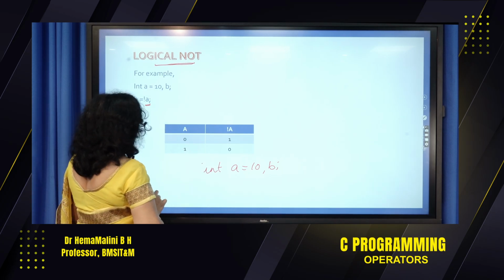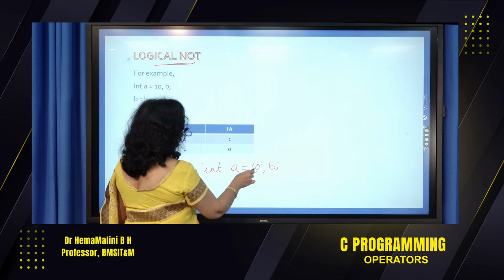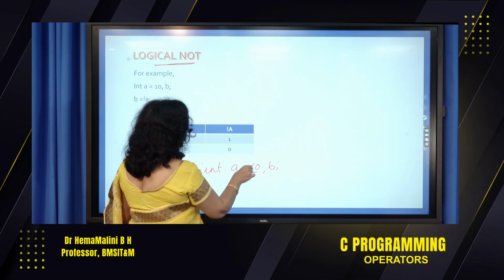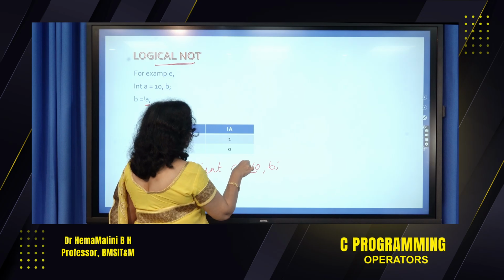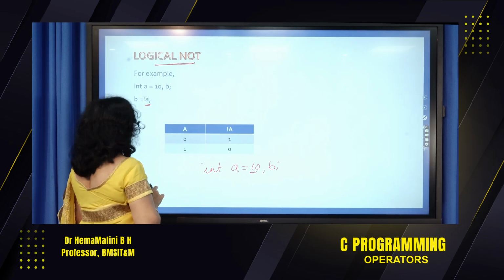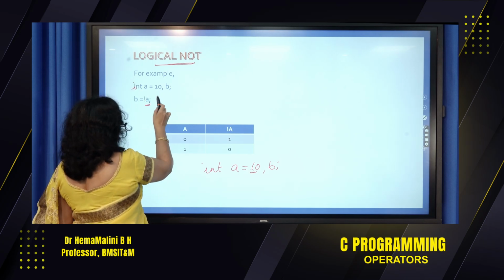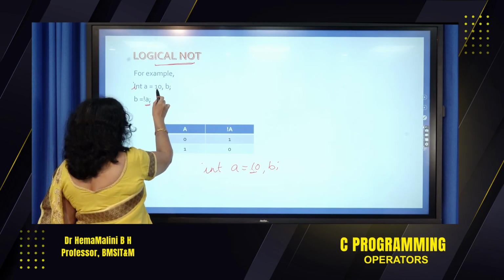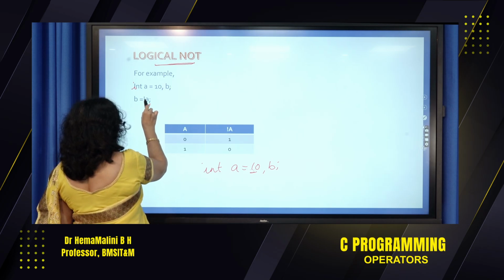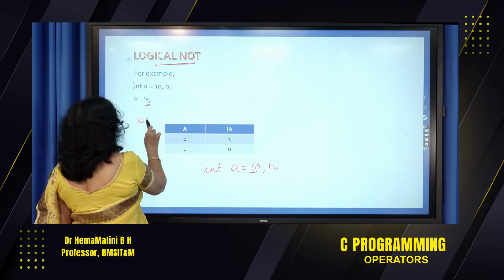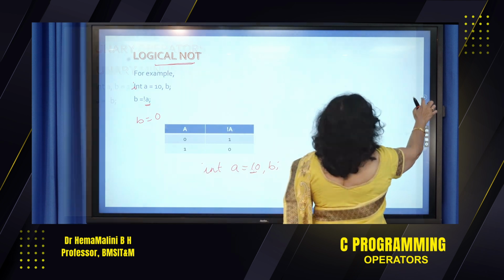So, say for example, A is 10, whatever may be the value which is a non-zero value. If this is a non-zero value, this would become a 0 value. If this is a 0 value, this would become a non-zero value. So integer a equal to 10. So we have a as a positive value, b would be 0. When you negate this, not of a, this will become 0. So b would be equal to 0. This is about the logical NOT operation.